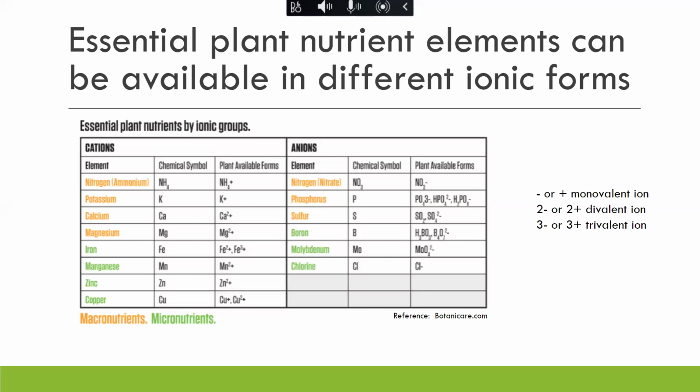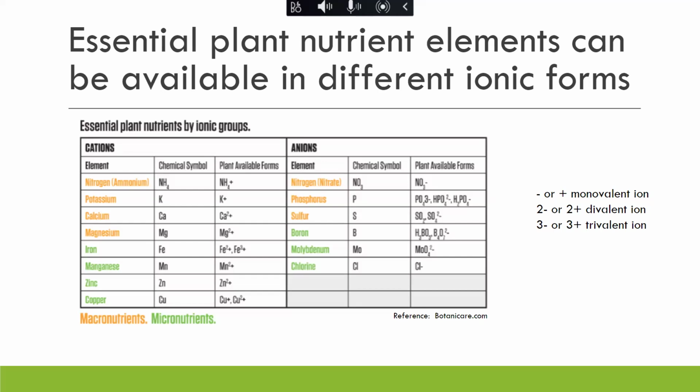So nitrogen can be available as NH4 plus, which is a cation, right? It is ammonium, but it's not trivalent. Is it quadvalent? Anyway, I think it's a quadvalent cation because it's 4 plus. Whereas it can also be available in the form of NO3 minus, which is a trivalent anion.